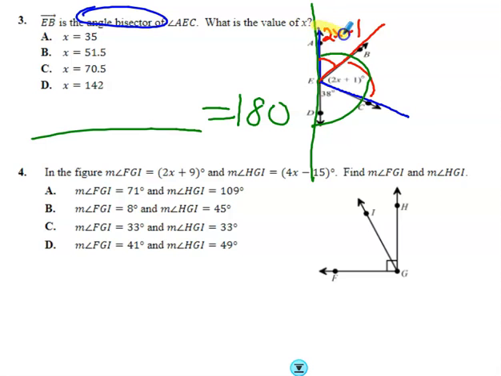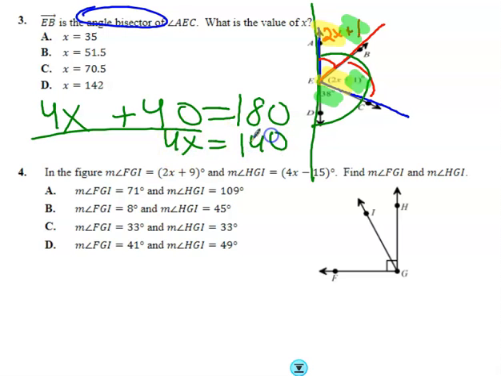So how many x's do I have? I have 4 x's. And then what is my constant? Well, 1 plus 38 is 40. So I have plus 40. Now I'm going to subtract 40 and divide by 4. Okay, so 4 into 140. So that would give you 35. So the answer is A. A is your answer.